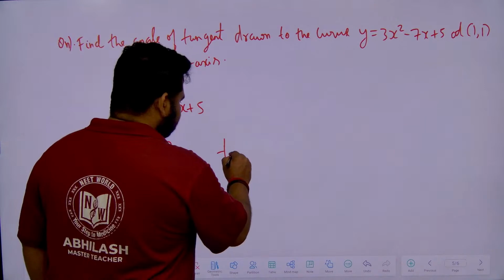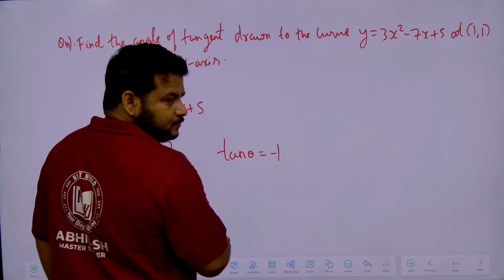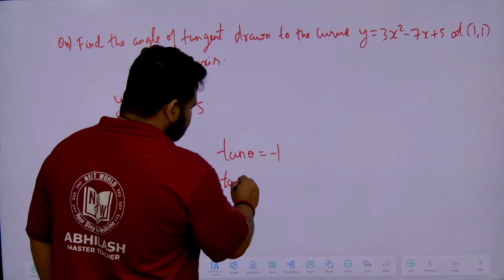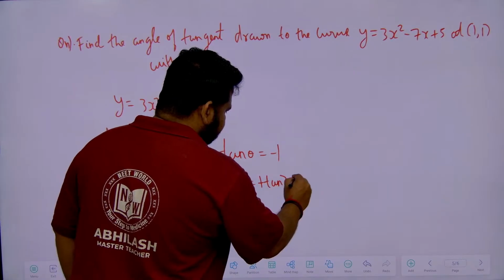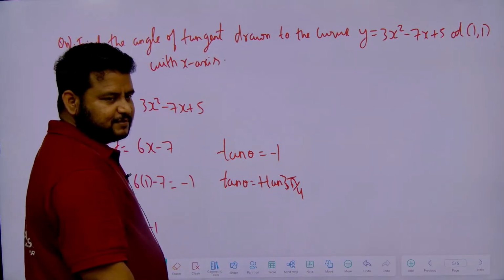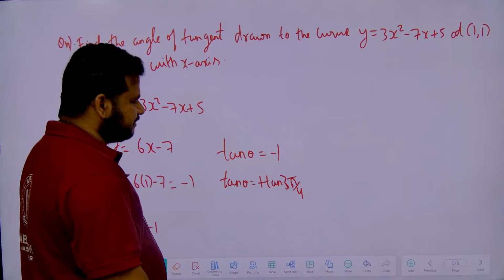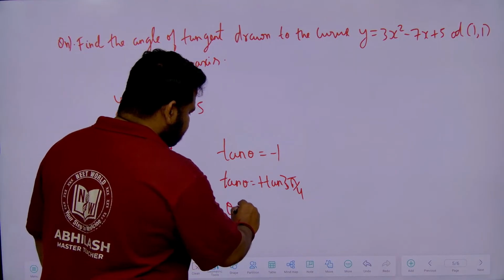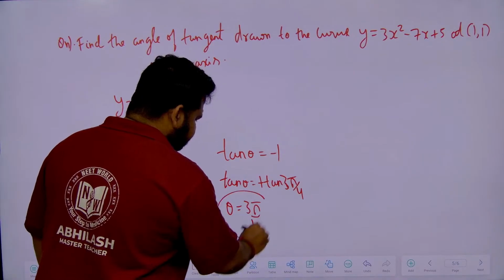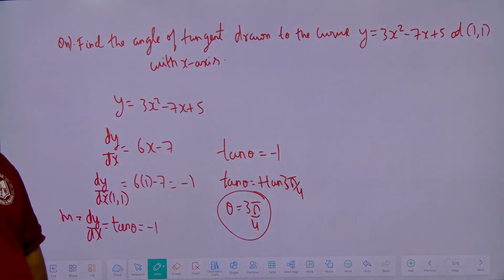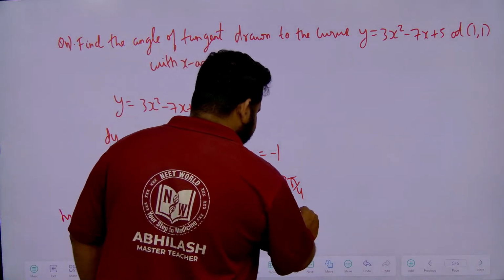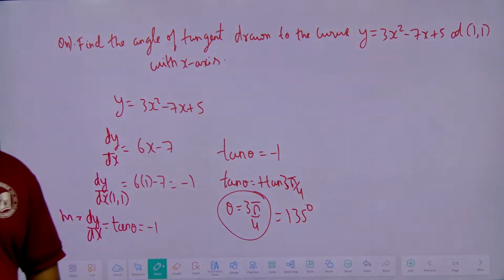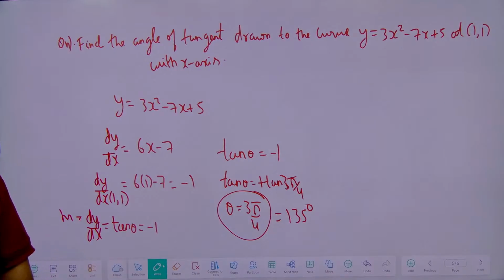Tan theta I got as minus 1. Tan theta minus 1 means I can write it as tan 3 pi by 4, and tan 3 pi by 4 is minus 1. So theta will be equal to 3 pi by 4. When minus comes, it is 3 pi by 4 or 135 degrees. If you want it in degrees, theta is equal to 135 degrees. For 45 degrees it is plus 1, for 135 degrees it is minus 1. That's all. Okay, clear?